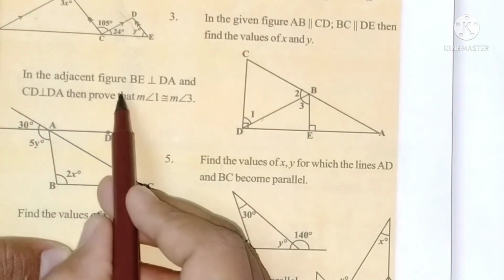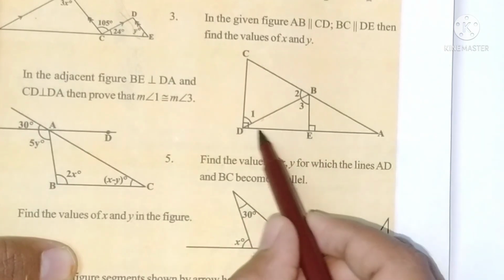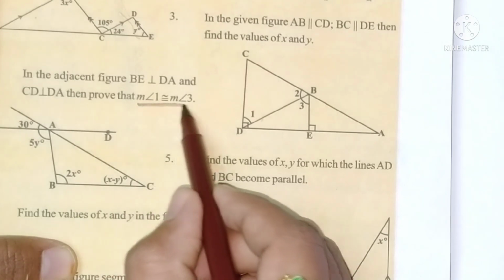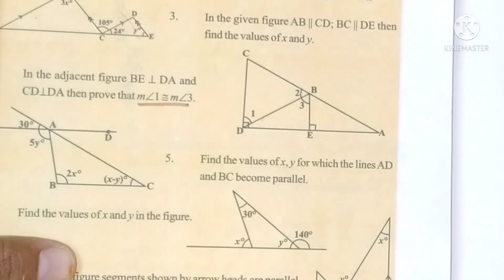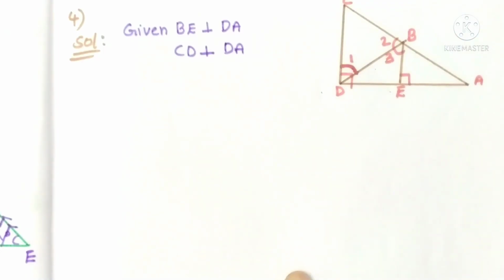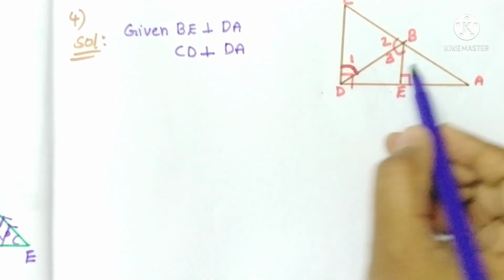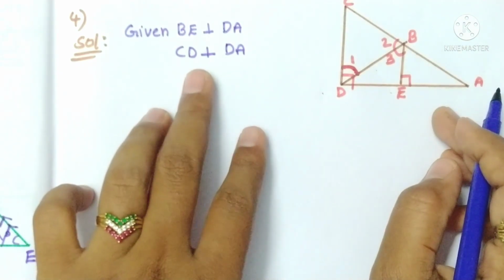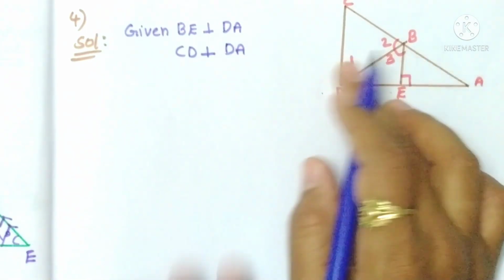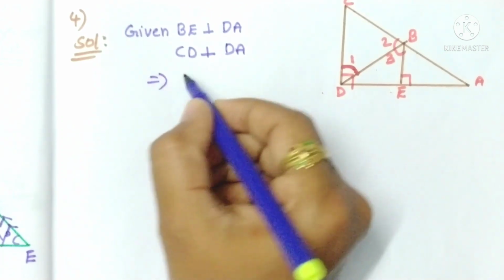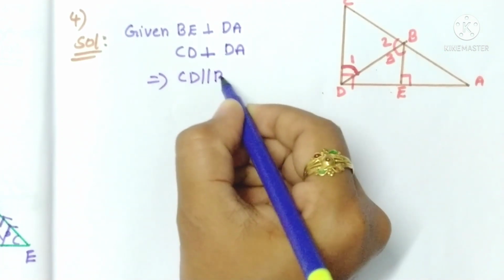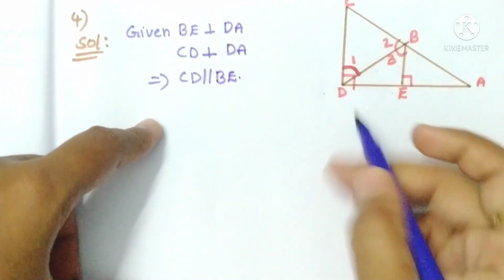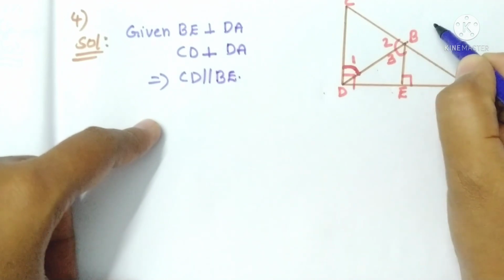Fourth problem. In the adjacent figure, BE is perpendicular to DA and CD is perpendicular to DA. Then prove that measure of angle 1 equals measure of angle 3. Here BE is perpendicular to DA and CD is perpendicular to DA. The lines perpendicular to the same line are parallel. So that implies CD is parallel to BE, and DB is a transversal.